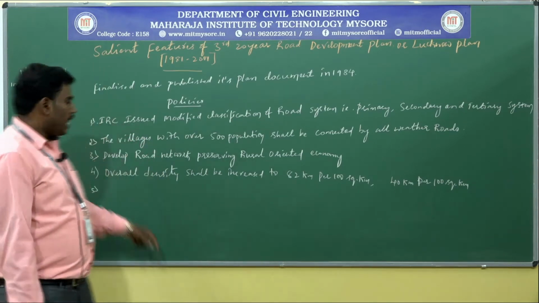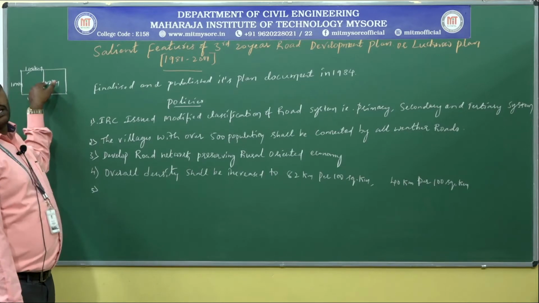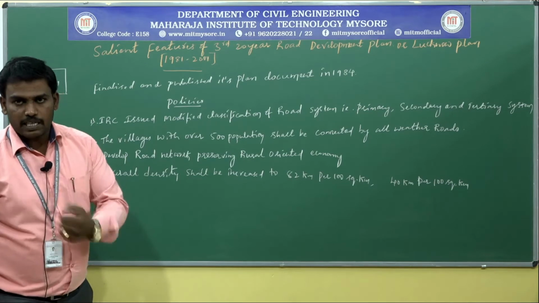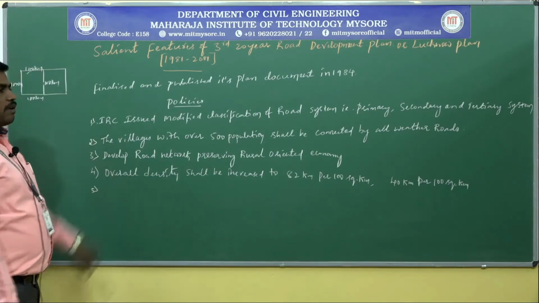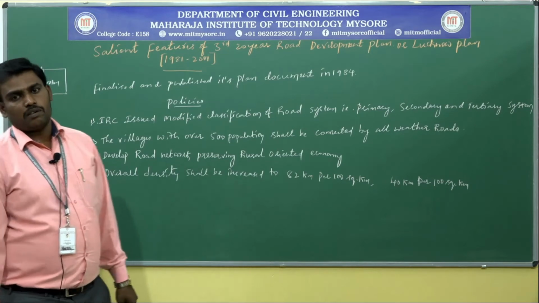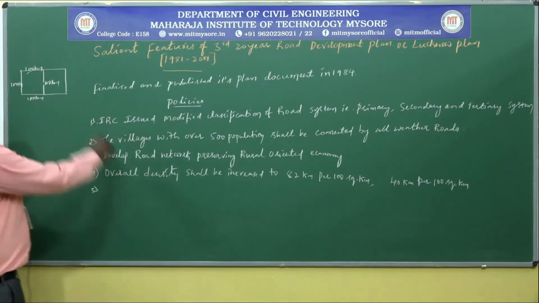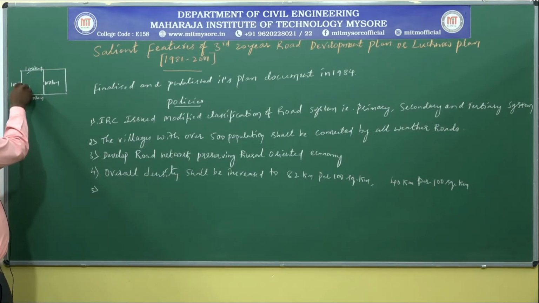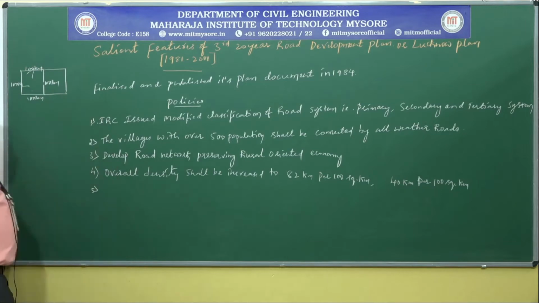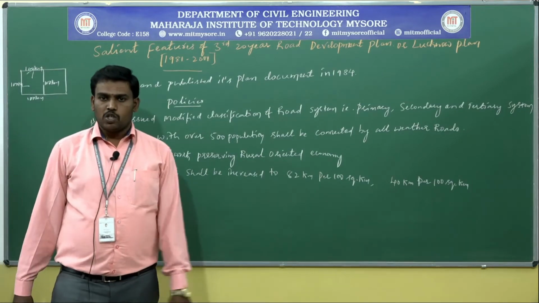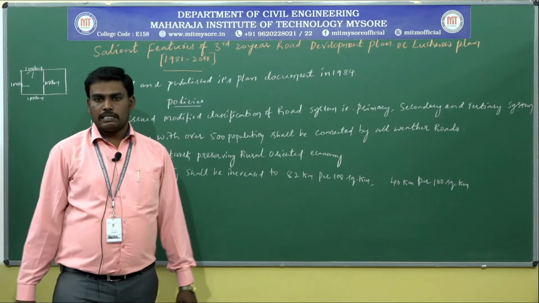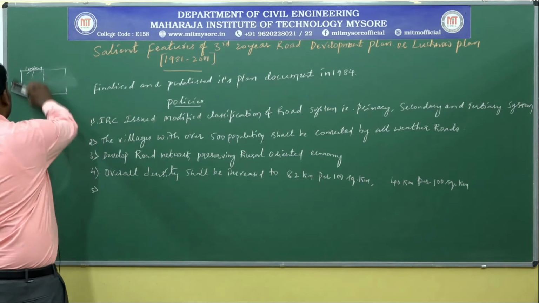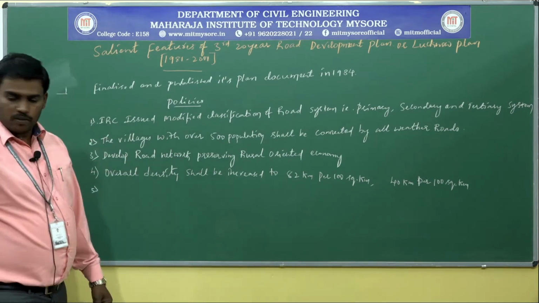Is it clear? So the national highway network should be so developed that it should form a square grid of 100 kilometer sides. If that is the case, no part of the country would be more than 50 kilometer away from the NH. You may observe here, from any part of the country, within 50 kilometer we get the national highway. For here also, within 50 kilometer we get the national highway. That is the concept: square grid of 100 kilometer sides. That is the fifth policy.